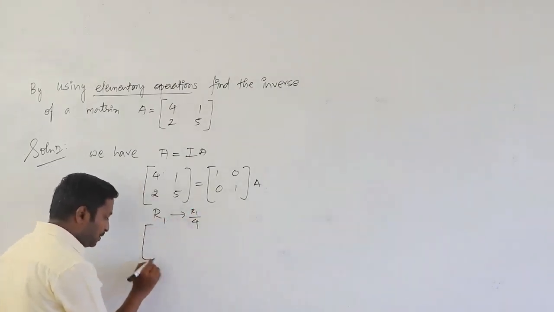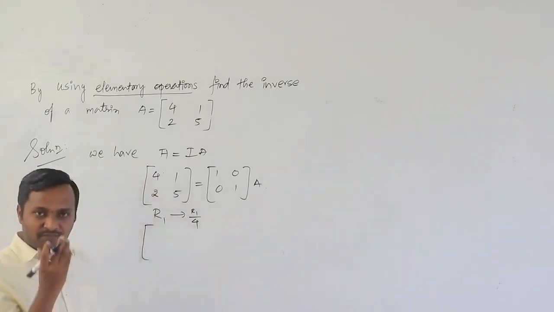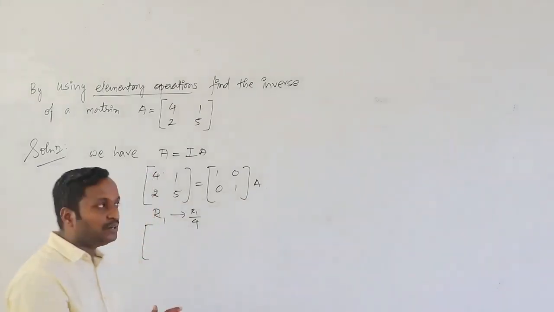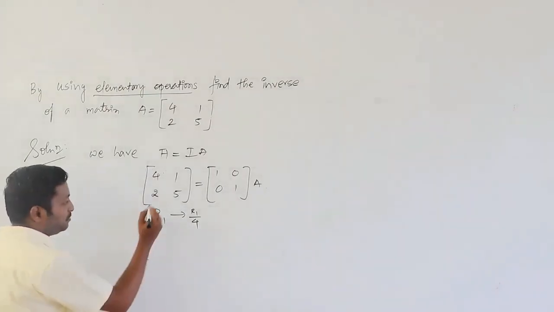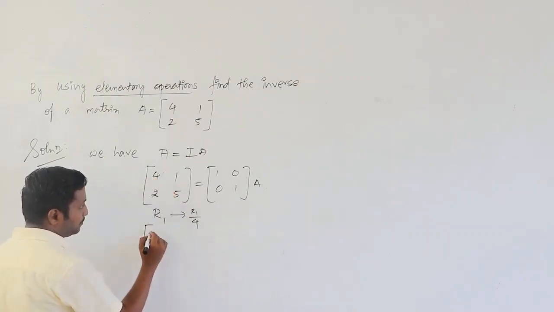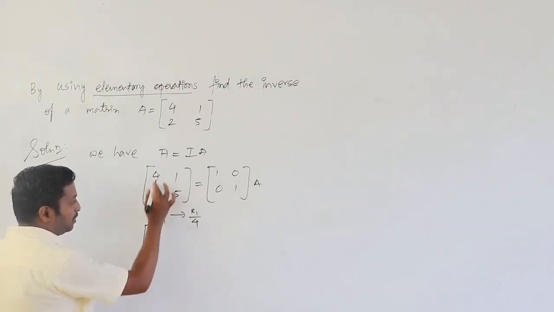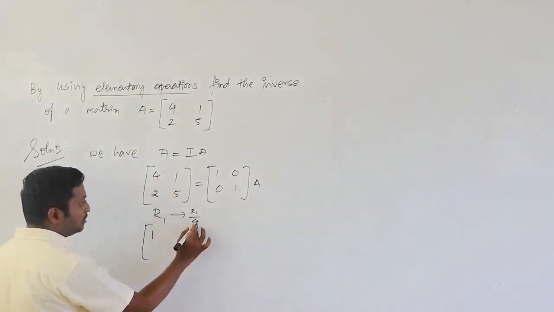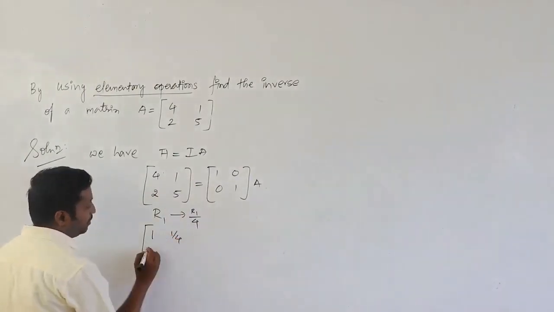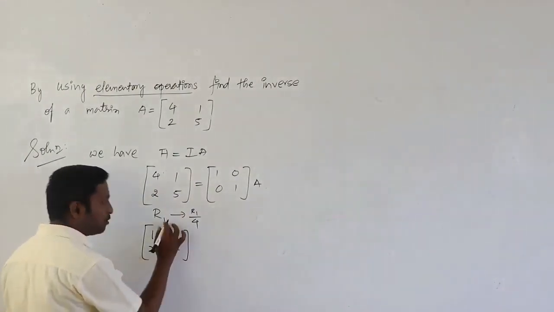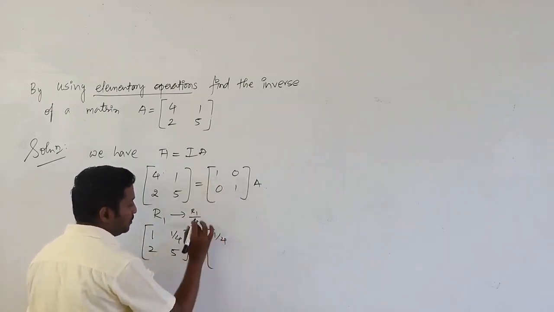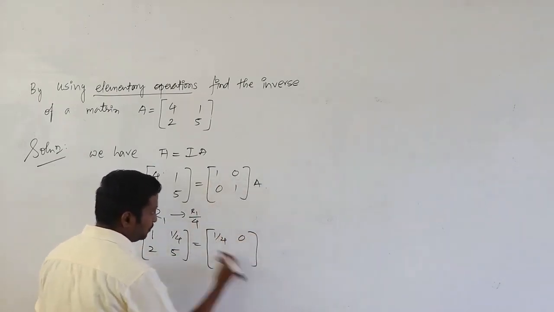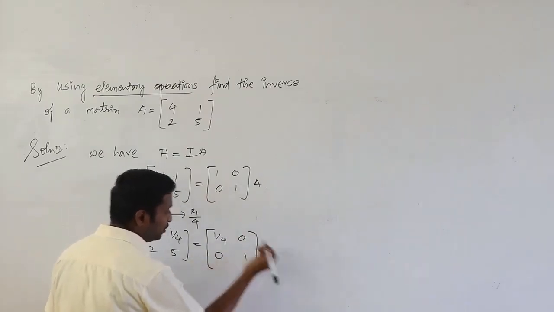So if in the first step you are getting a fraction, it becomes a little bit complicated. It becomes a maximum of simple calculations which we need to do. This is R1 by 4. 4 by 4 is 1, and 1 by 4. R2 is not changed, just observe. Only R1 changed: 1 by 4, 1 by 4 into 0 is 0, 0, 1. R2 is not changed.